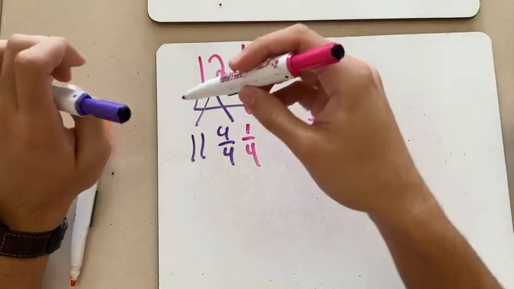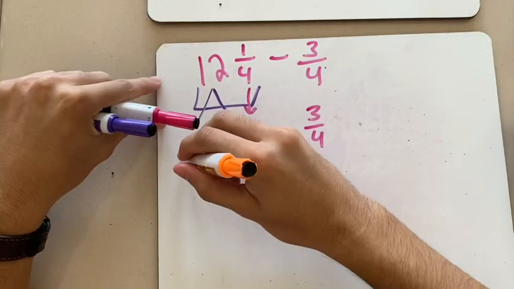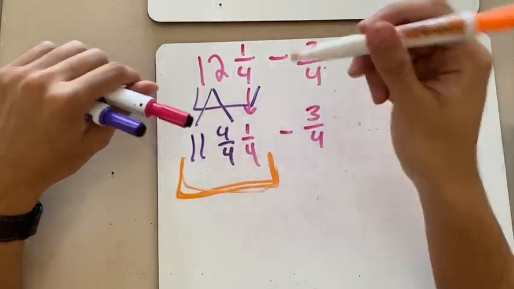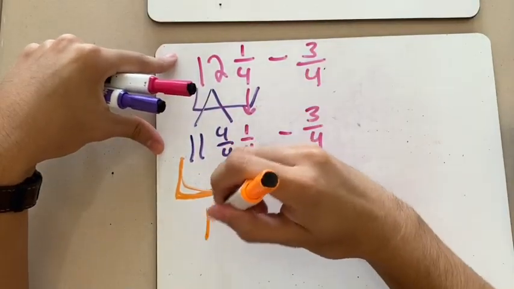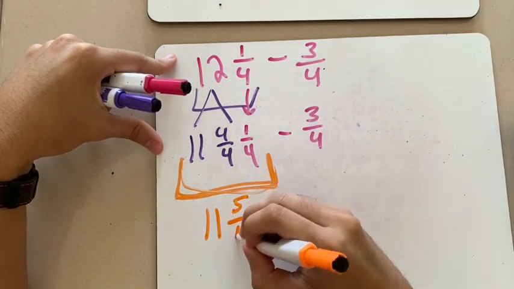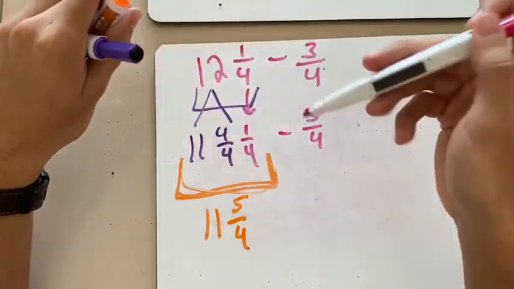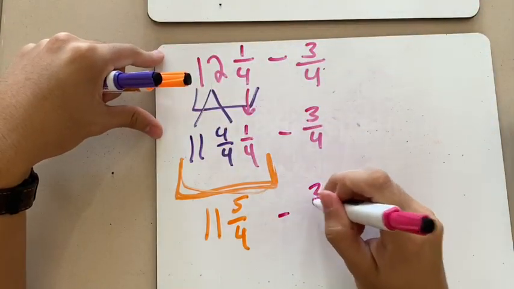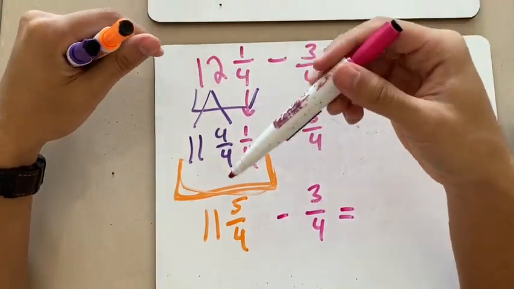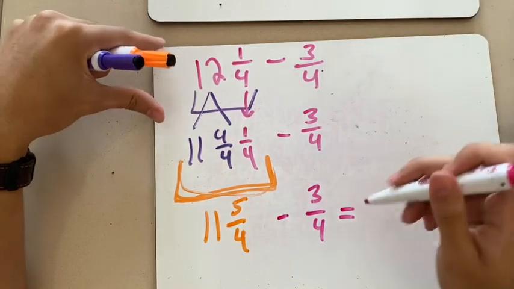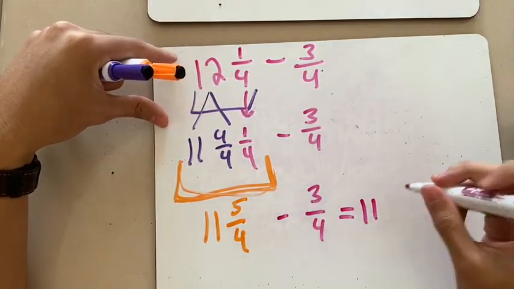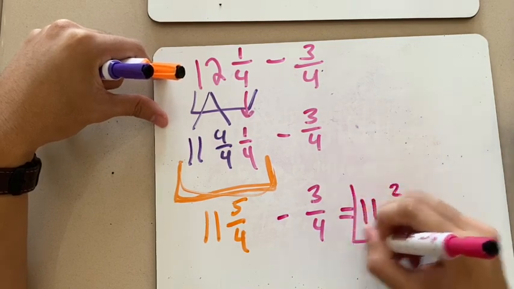Okay? And then I'm noticing that this is all one fraction right here in orange. This is all one fraction. So let's go ahead and combine it. 11, 4 plus 1, that is 5 over 4. And then let's go ahead and bring down the rest of the expression. And I have that. Let's subtract our whole numbers. 11 minus nothing, that's just 11. 5 over 4 minus 3 over 4, that is 2 over 4. And this is my answer.